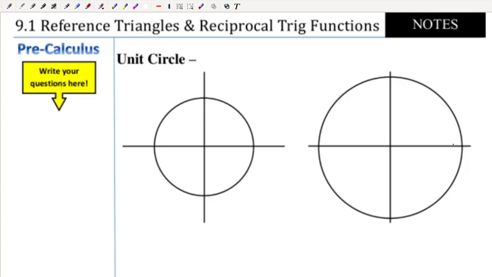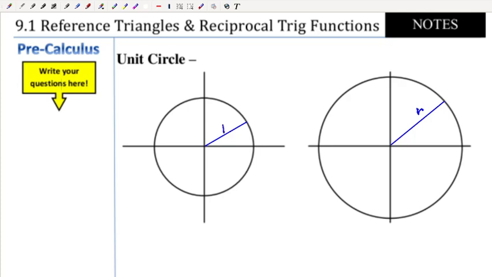Well, you see here we've got two circles drawn, and these are x and y axes. So a generic regular circle, you could say, has a radius of r. The unit circle, the only difference is that it's got a radius of exactly 1. Instead of just having a radius of r, we've got a radius of 1.